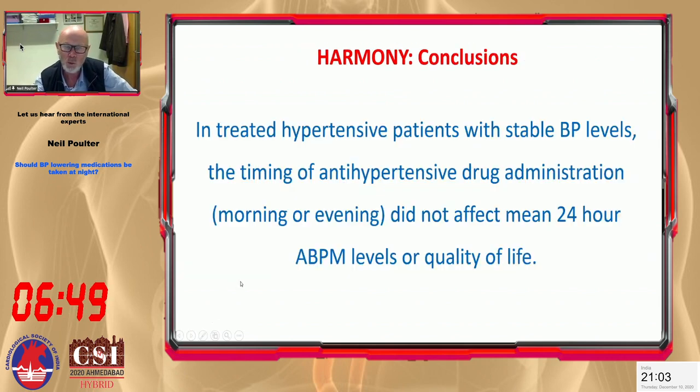The conclusion was then that in treated hypertensive patients with stable levels, the timing of antihypertensive drug administration, whether in the morning or the evening, did not affect mean 24-hour ambulatory levels. And also not shown, it didn't affect the quality of life.